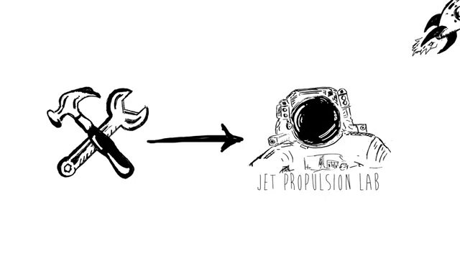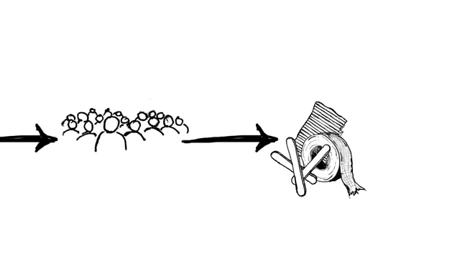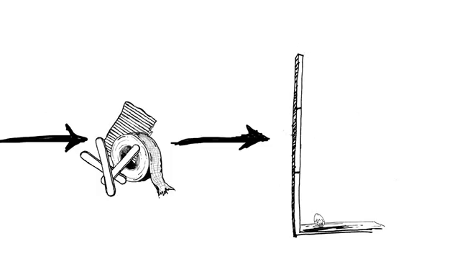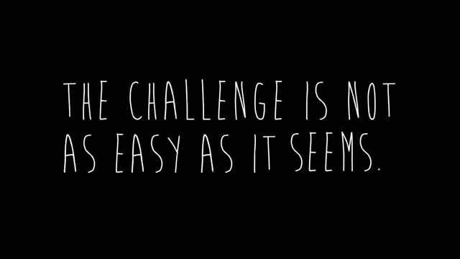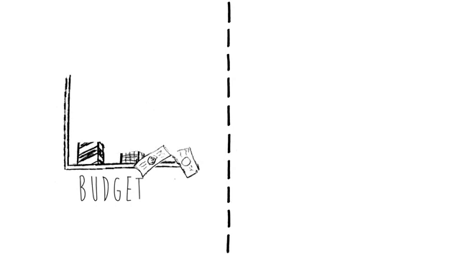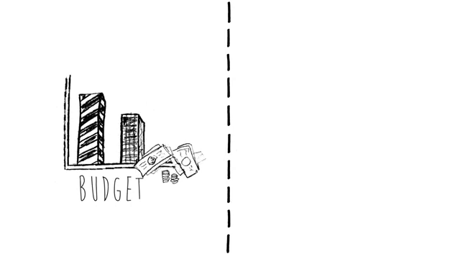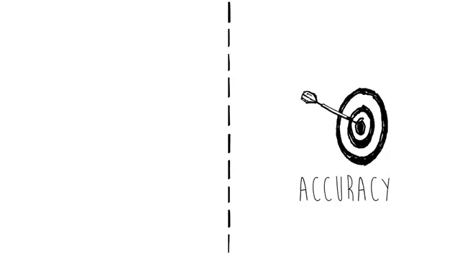You are an engineer at JPL, NASA's Jet Propulsion Laboratory. Your team has been tasked to build a prototype landing device that will protect an egg when it is dropped from 3 meters. This challenge is not as easy as it seems, though. You will be asked to stay within a budget and will also be judged by the accuracy of your landing to a set target.